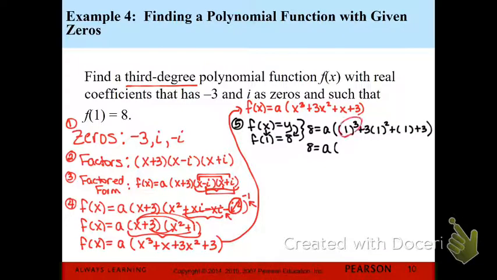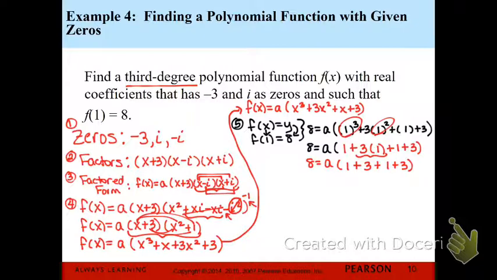So I get 8 equals a times, work your way through it slowly. What is 1 cubed? 1. Okay, then I got my plus 3 times, what is 1 squared? 1. And then plus 1 plus 3. So 8 equals a. Then multiply, so I'm going to bring down that first 1. What's 3 times 1? 3. And bring down your plus 1 plus 3.